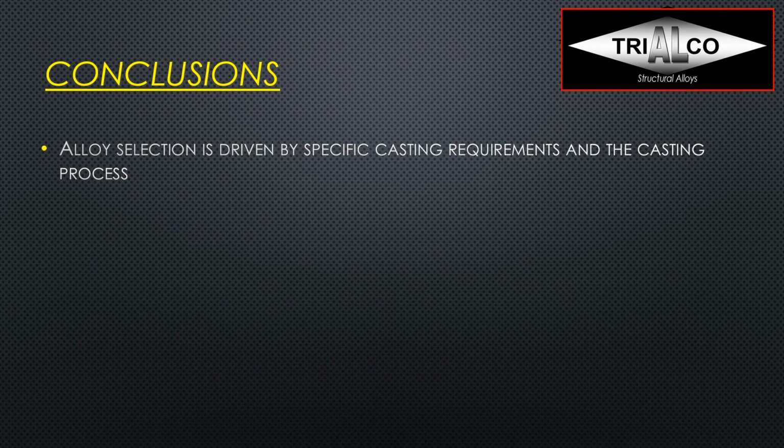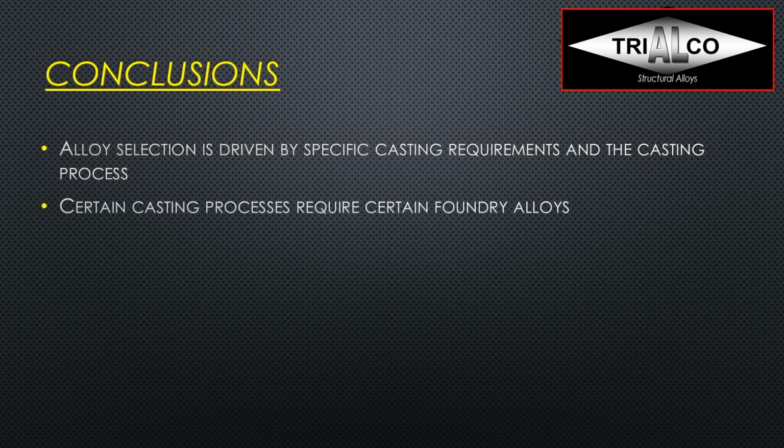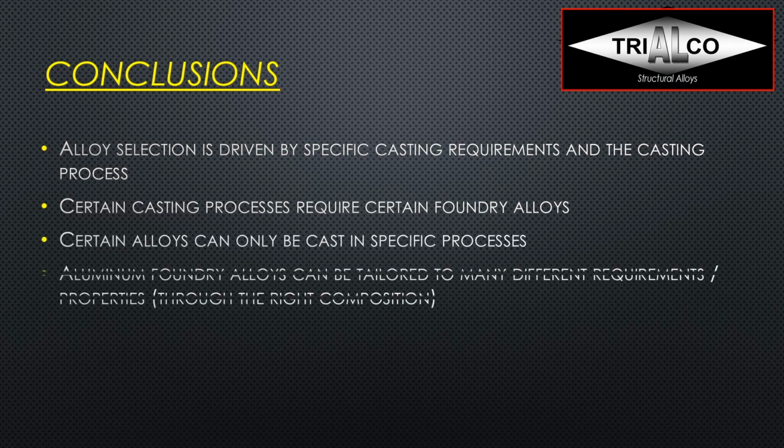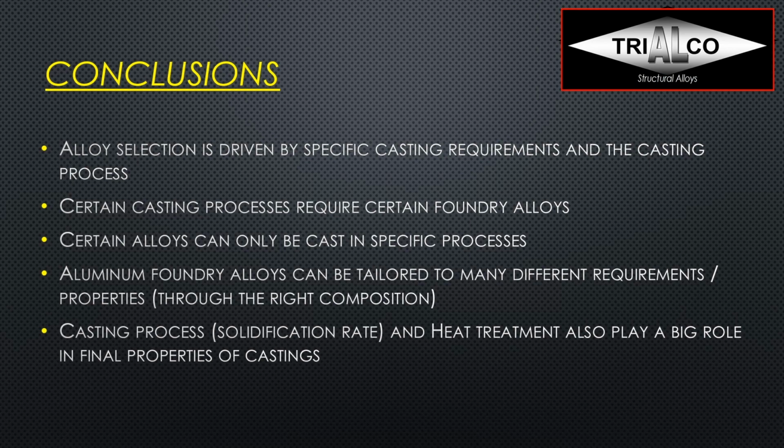As you've seen, alloy selection is driven by the specific casting requirements and the casting process that you have chosen or that you have in-house. Certain casting processes require certain alloys and exclude others. Certain alloys can only be cast in a specific process. They would not give good results in others. Aluminum foundry alloys can really be tailored to many different requirements, many different properties through the right composition and casting process. The solidification rate and heat treatment also play a huge role in the final properties of the castings.